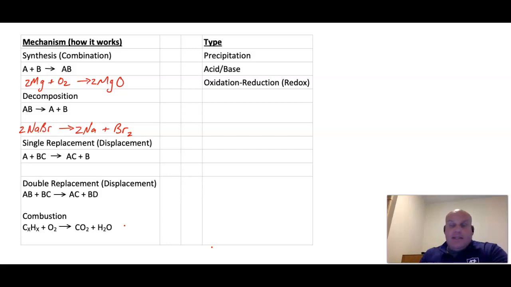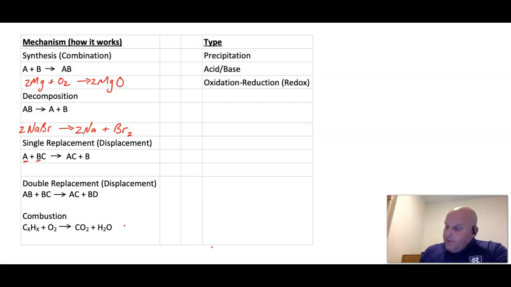The next type is a single displacement or single replacement reaction. You can see here I have an element and a compound, and in this case I have two metals, A and B. B is currently the cation bonded with the anion, and if A is more reactive, then it'll bump B out of there, form a bond with the anion, and B would be by itself.